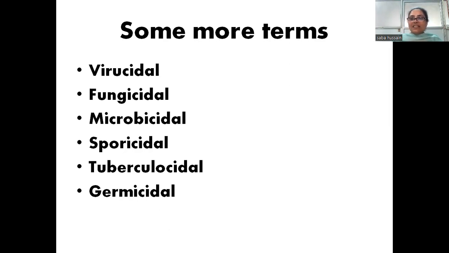Cide means killing. So when we are talking of virucidal, that means it will kill viruses. Fungicidal, it will kill fungus. Microbicidal, it will kill most of the microorganisms. Sporicidal, it will kill all the spore forms. Tuberculocidal will kill tubercle bacilli. Germicidal, most of the germs will be killed by it. Now, these germicidal and microbicidal are confusing. They can replace each other. Microbicidal, microbes, and germs, many of the germs which may be protozoans, all these can also be killed by germicidal. So these are certain terms which end with cide, and cide is killing.